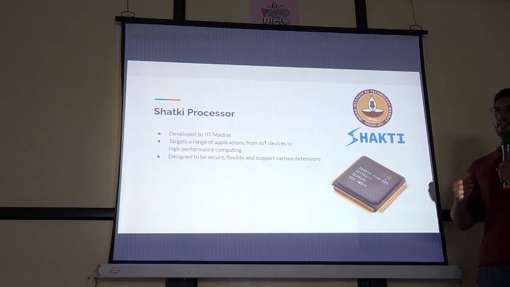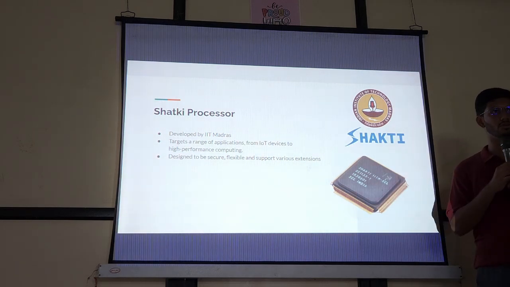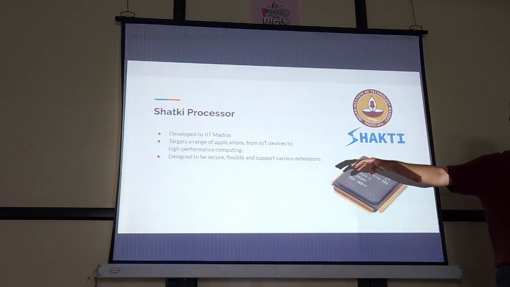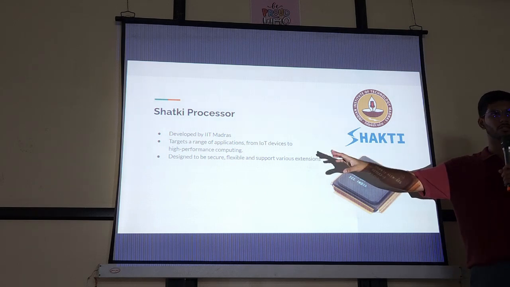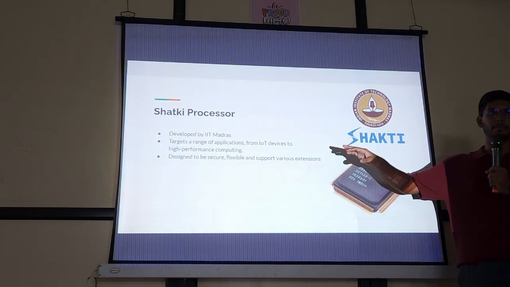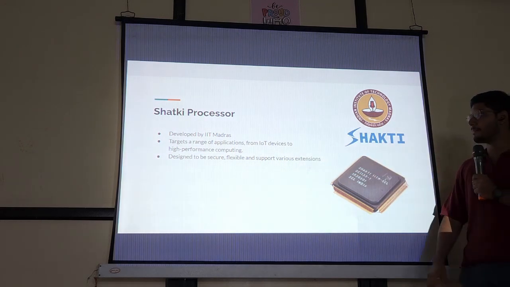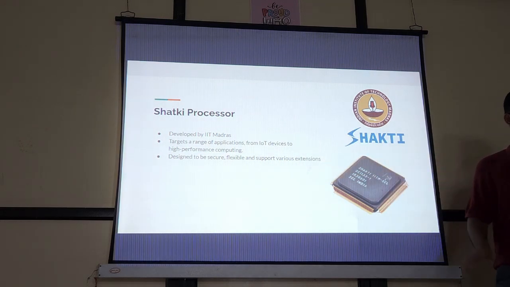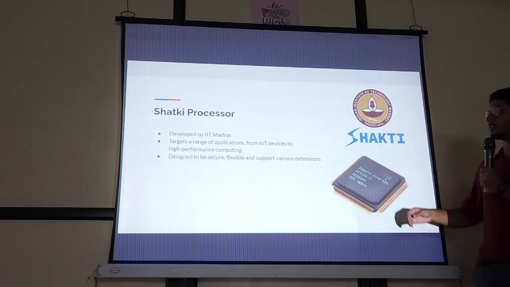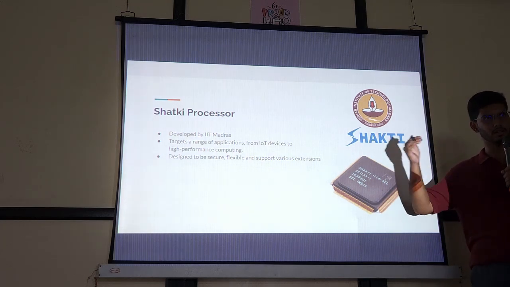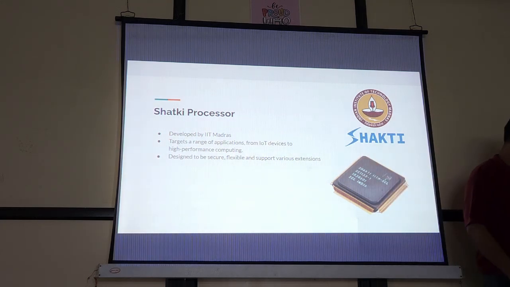So they are working on RISC-V with secure boot. They are trying to implement Linux kernel support in a secure boot trusted firmware environment, and it is developed by IIT Madras. It has a range of applications from IoT devices to high performance computing. The high performance computing part is at a very later stage. Currently, they are targeting the IoT devices itself, and it is designed to be secure, flexible, and supports various extensions, even the vector extension. We'll look at it in a few more slides.